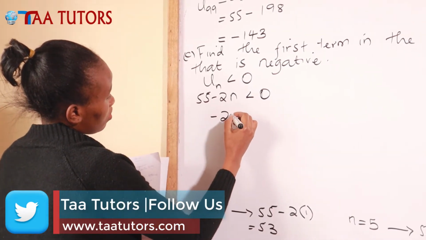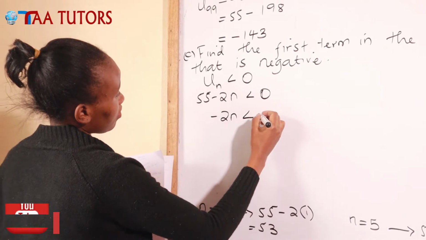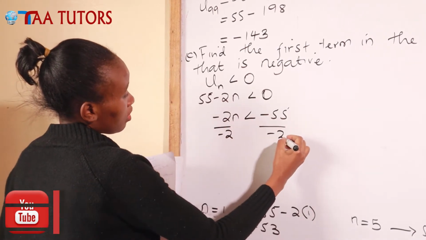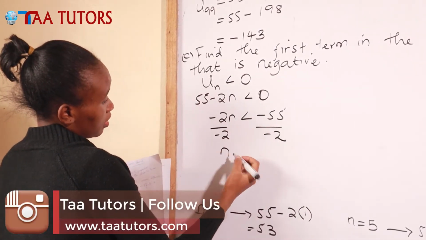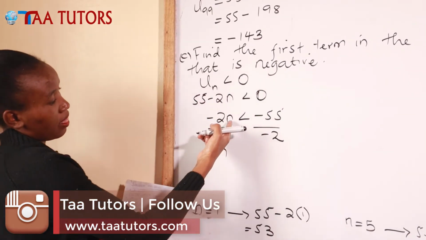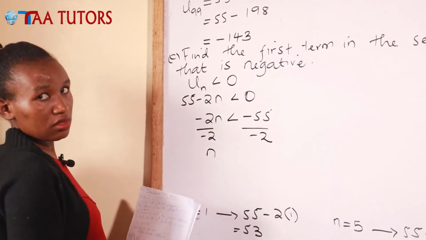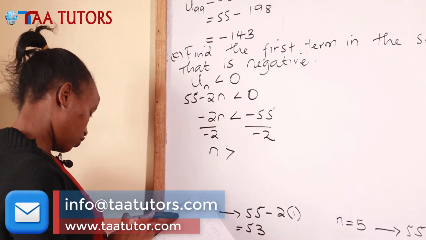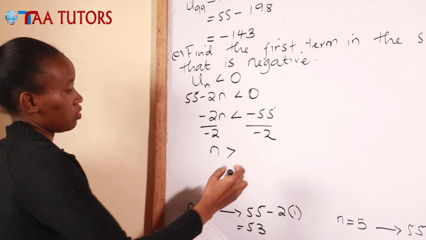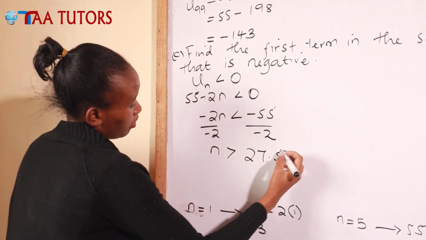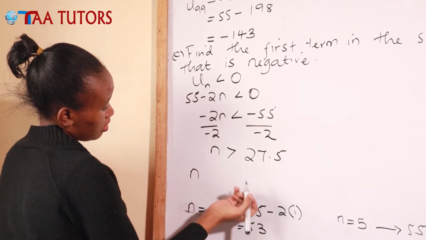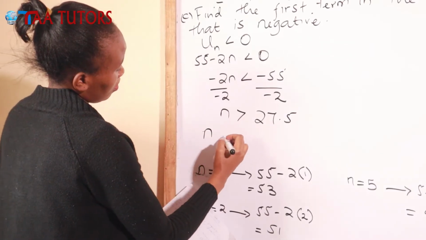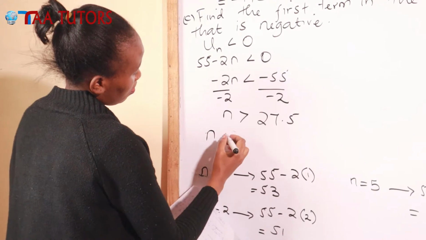Then this will be negative 2n is less than negative 55, as we bring 55 over. Then divide both sides by negative 2. Always when you're using an inequality, when you divide an inequality by a negative number, the sign has to change. So this is going to be n is greater than 55 divided by 2, which is 27.5. So in this case our n has to be greater than 27.5, so our n is going to be 28.